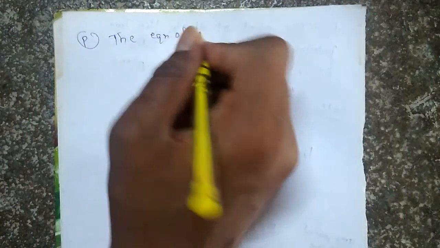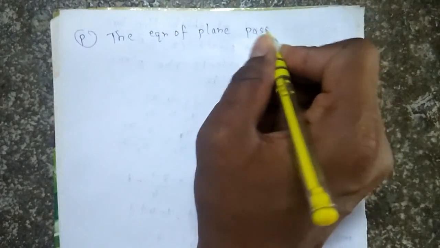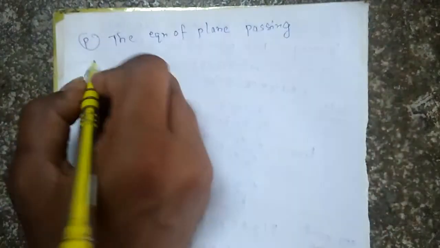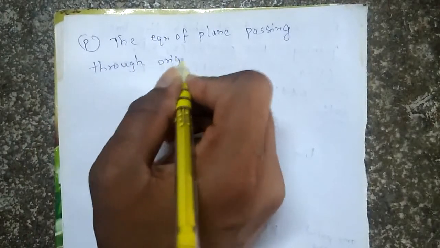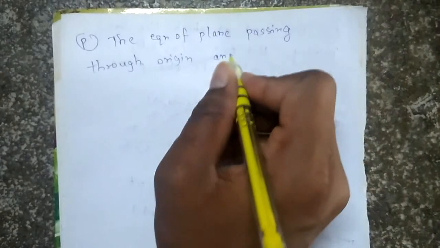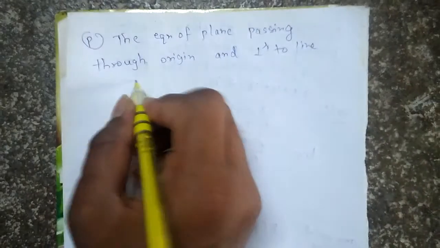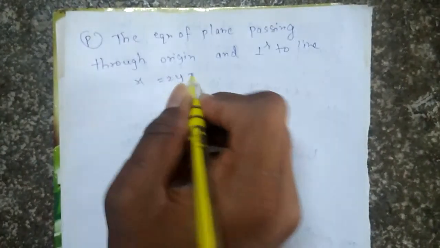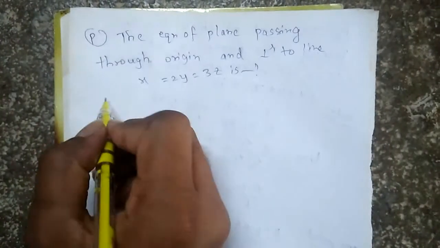The equation of the plane passing through origin and perpendicular to the line x is equal to 2y is equal to 3z. This is the next problem.